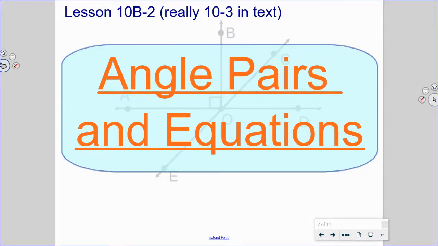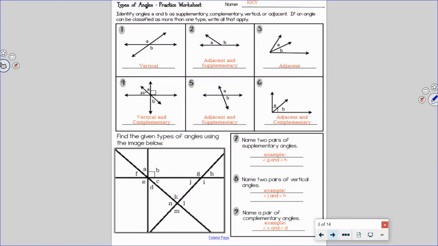Chapter or lesson 10B, we'll call it 2 because it's the second lesson of this unit. And it's sort of chapter 10, lesson 3 in the textbook. Angle pairs and, you guessed it, equations coming at you. First, go ahead and pause, check your answers, come back in a minute.